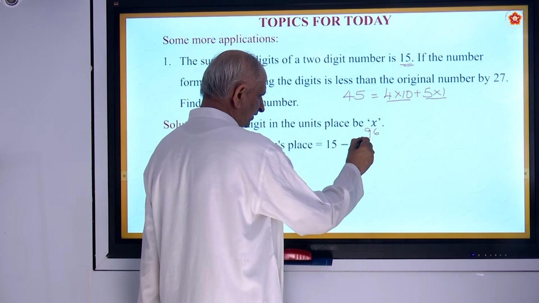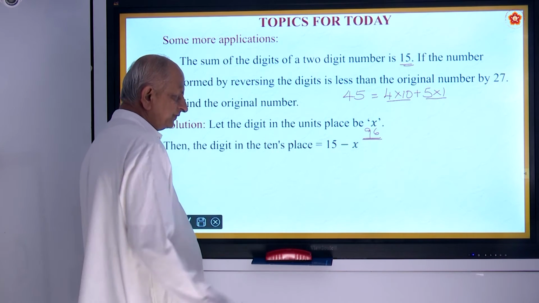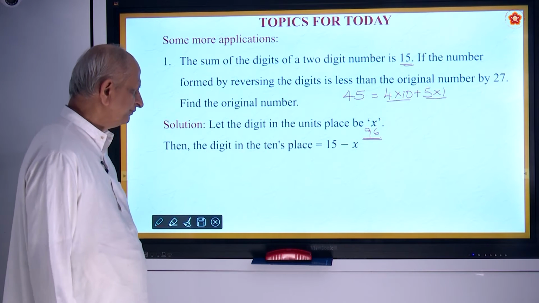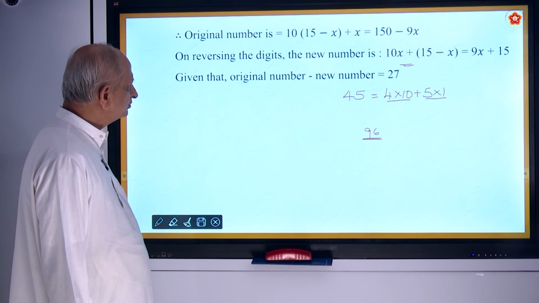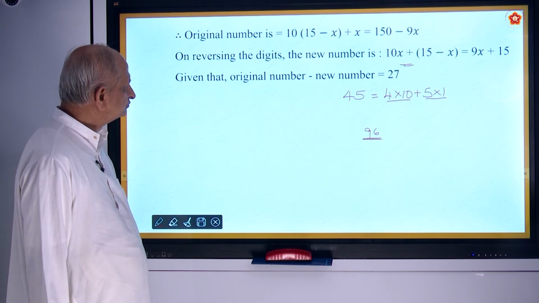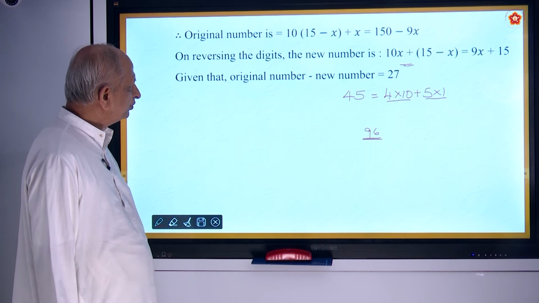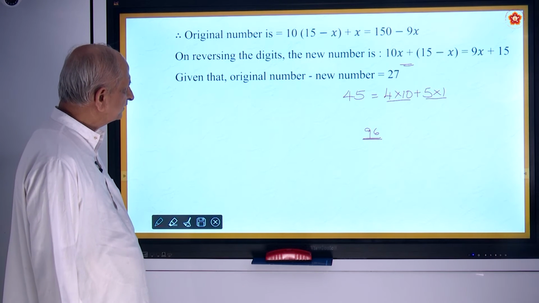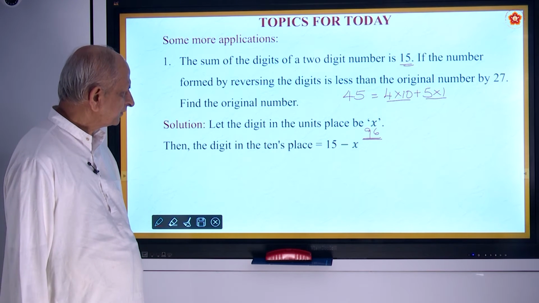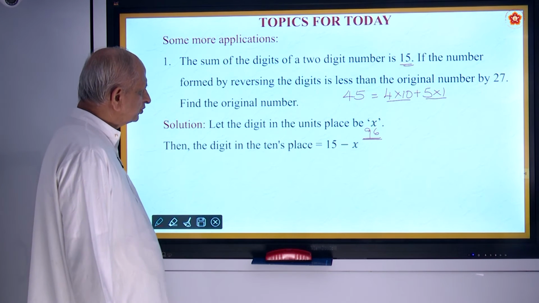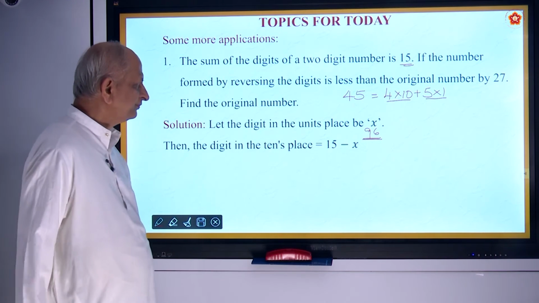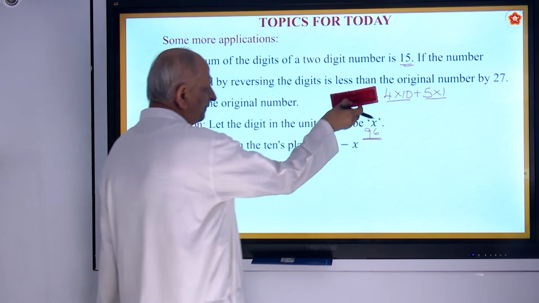Example, do not know what it is. So, like this. So, this is units place 6. This is 15 minus 6. And then you have, so original number becomes 10 into 15 minus x plus x. Okay. So, here the question is, if the number formed by reversing the digit. So, number formed by reversing the digit.